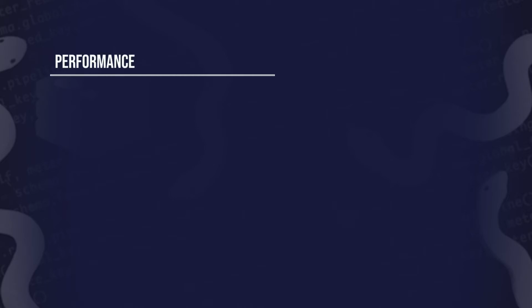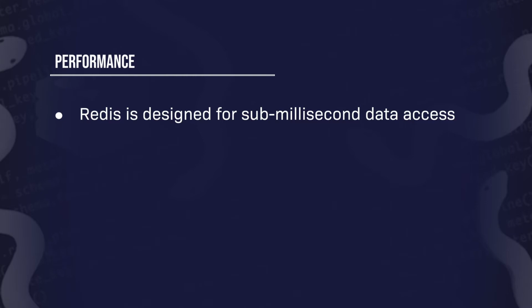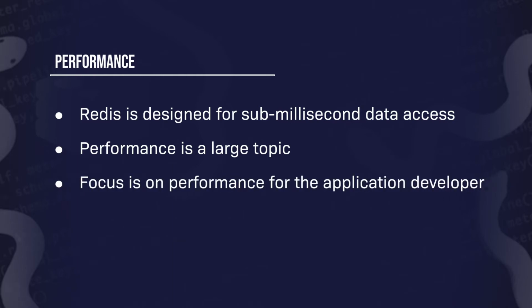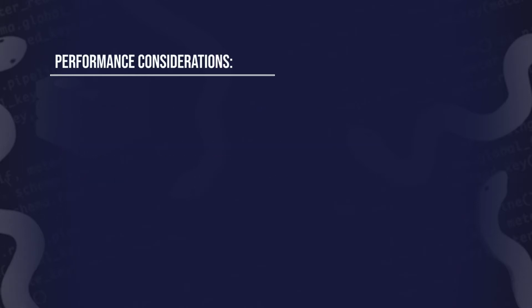To say that performance is important is an understatement. After all, Redis was built for developers requiring sub-millisecond data access. Of course, performance is also a wide-ranging topic, and in this unit we're going to stick to performance considerations for the application developer. These considerations can be divided into three main categories.